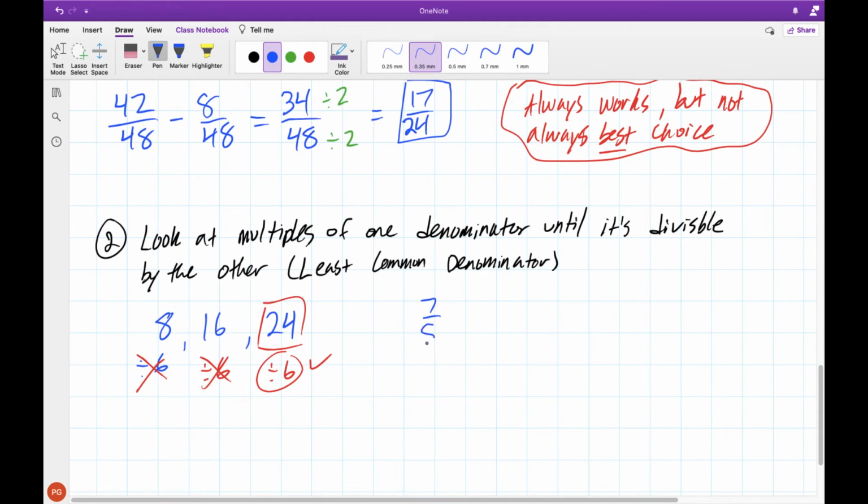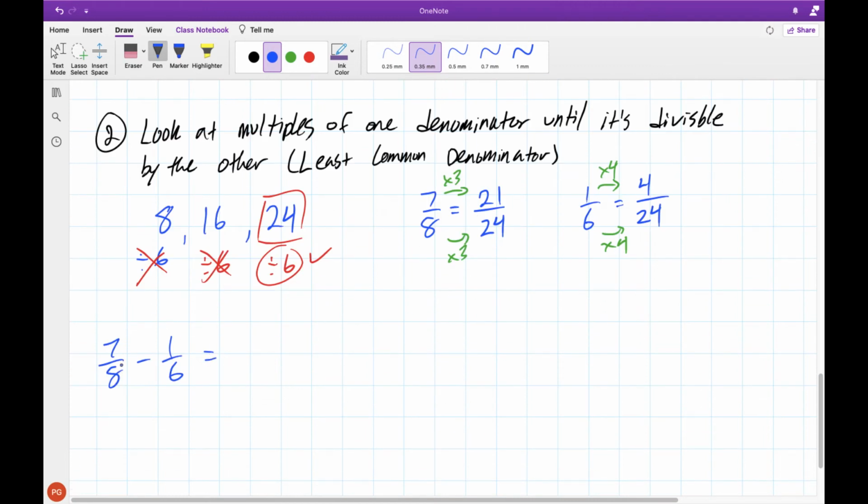So now we're going to turn 7 over 8 into something over 24. In this case, we're multiplying by 3, and we'd get 21 over 24. For our second one, we're multiplying the top and bottom by 4 to get 4 over 24. So our question of 7 over 8 minus 1 over 6 turns into 21 over 24 minus 4 over 24 when we make these with common denominators. 21 minus 4 gives us 17, and we keep our denominator the same.